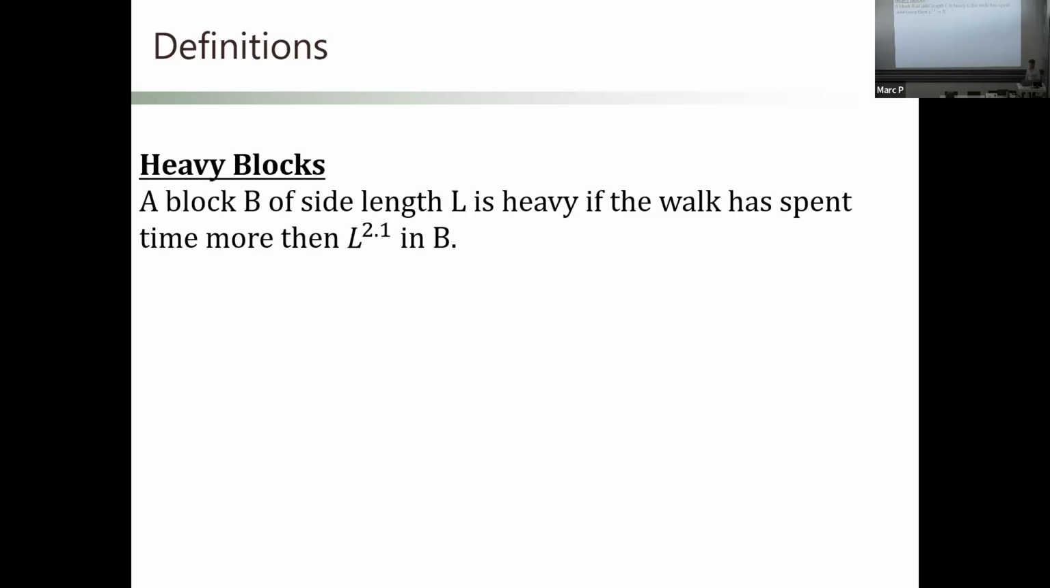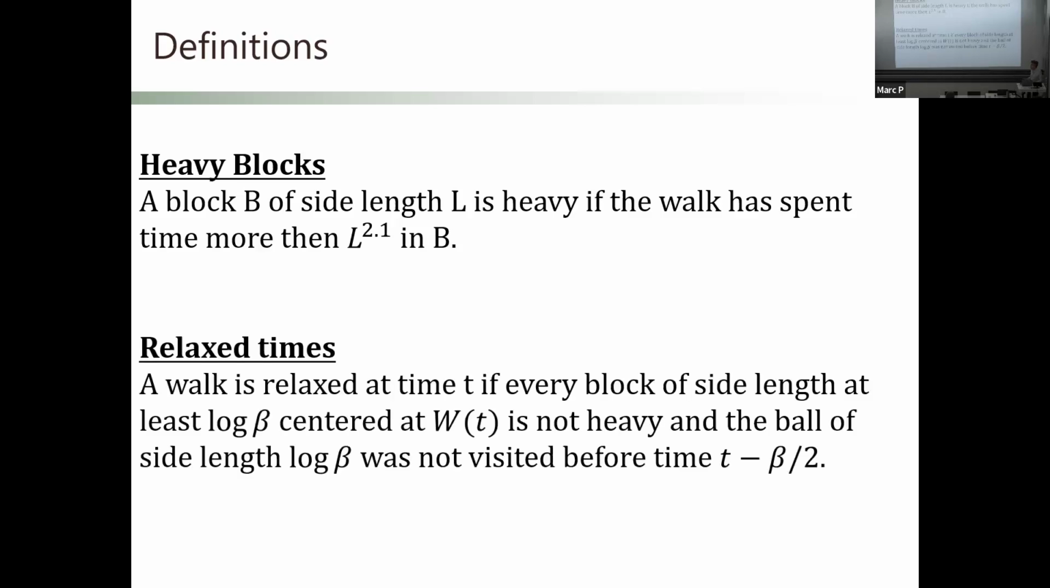If we're just taking a simple random walk, if it enters a block B, the total amount of time you expect it to spend there is L squared. And the probability of it spending time L to the 2.1 there should be very small, at least if L is big. So we shouldn't see heavy blocks if it's behaving like a random walk. 2.1 is just a number a bit bigger than 2.